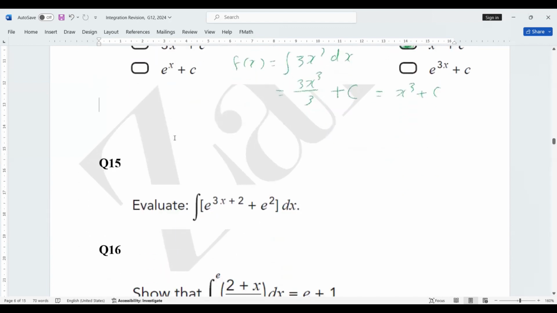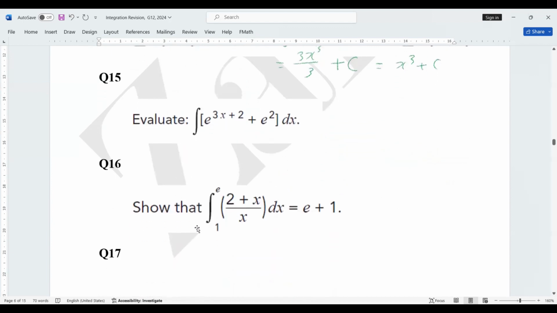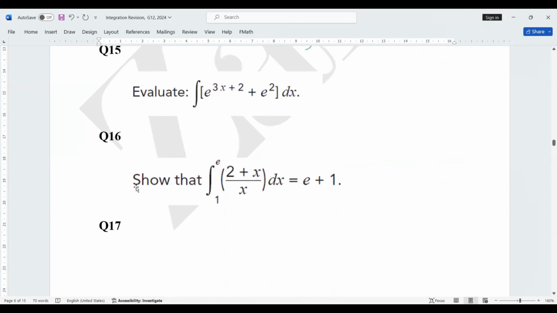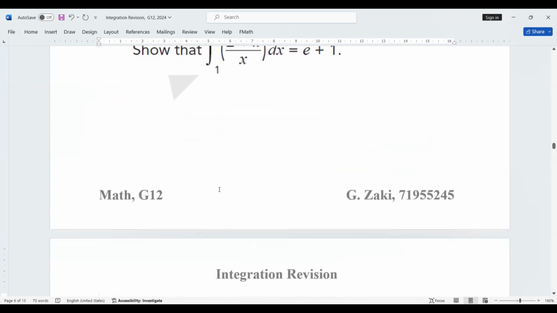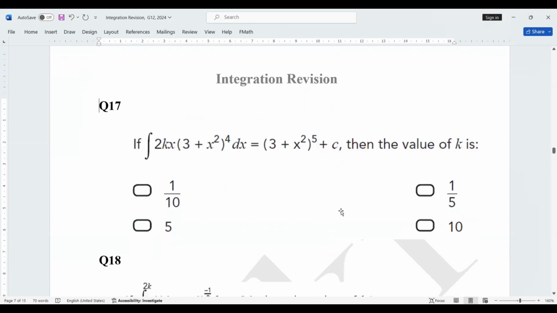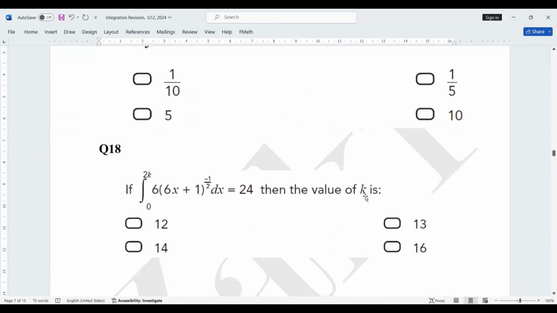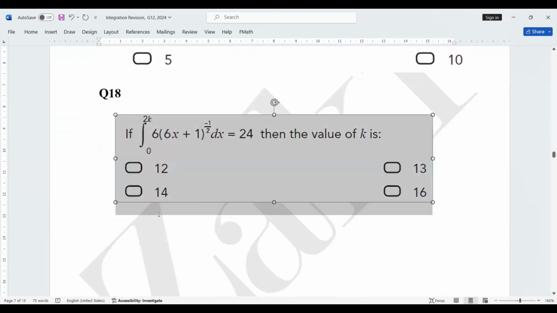Next, evaluate. I keep this for you as a homework. Also show that, now it's easy, I think. So it will be a homework. Questions number 15 and 16 will be homework. I think number 17 is also easy, you can get it. Number 18 also will be a homework. Try to think of that homework, please.